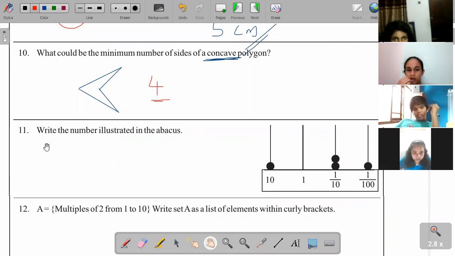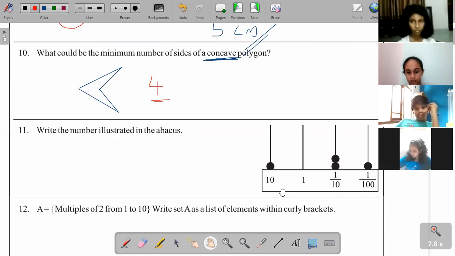Number 11. Write the number illustrated in the abacus. What is this number? That's the abacus related to the decimal numbers. What is the represented number?